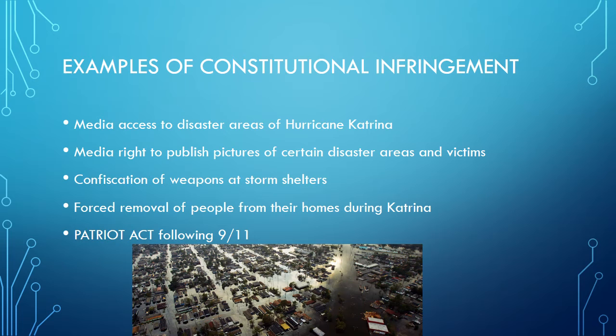Another issue during Katrina was the forced removal of people from their homes prior to the hurricane. This is a violation of the Fourth Amendment. The separation of federal and state powers was also affected due to the widespread federal response. The federal government came in and took over.